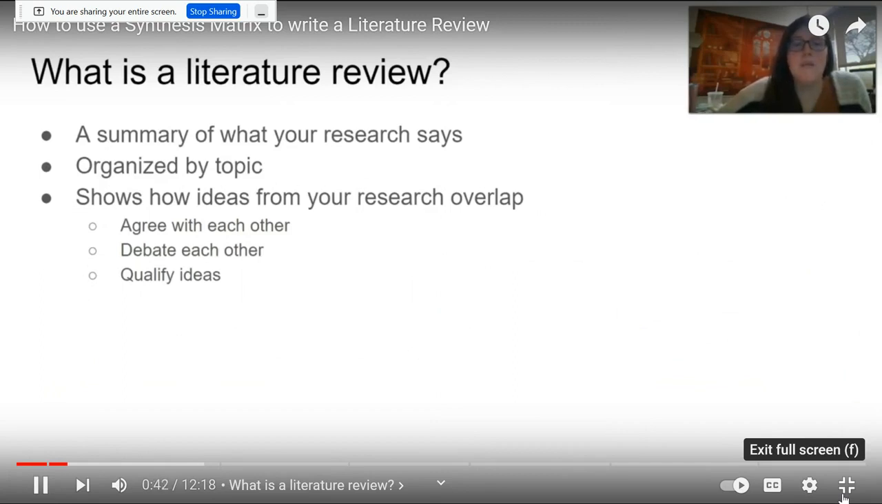It shows how ideas from your research overlap with each other. So maybe you're noticing that more than one of your sources agree and they're saying the same thing. You would want to emphasize that in your literature review. Maybe you're noticing that your sources are debating with each other. It could be directly debating, where one author references the other source. Also, as you're collecting this information in the matrix and you're looking at how sources agree or disagree with one another, this helps you to come up with good questions for your interview.